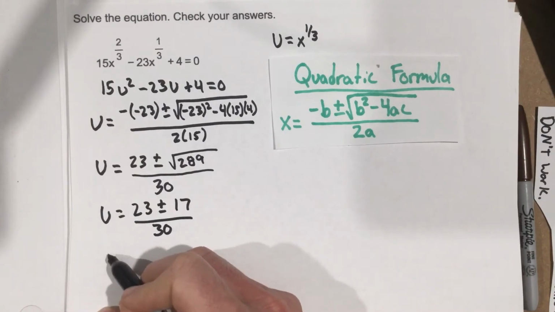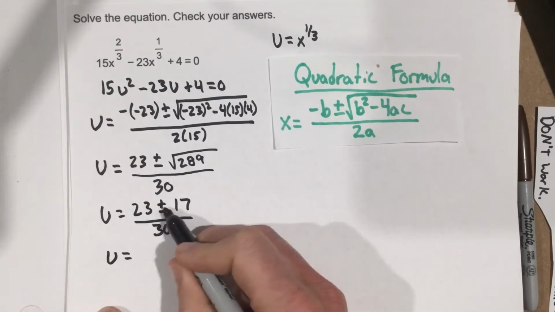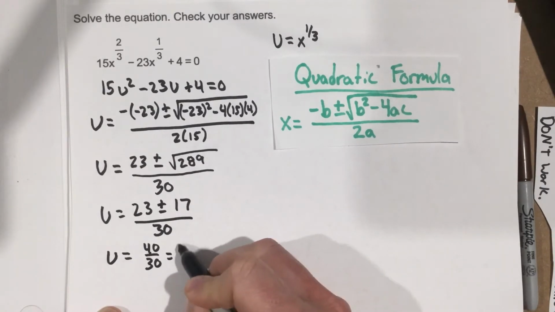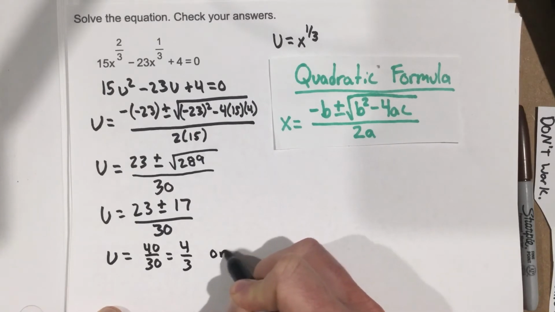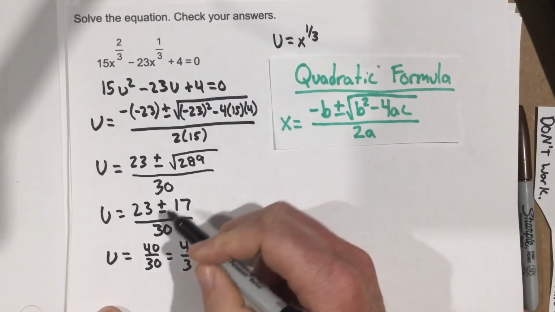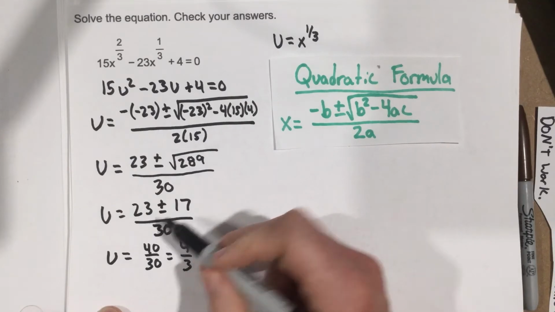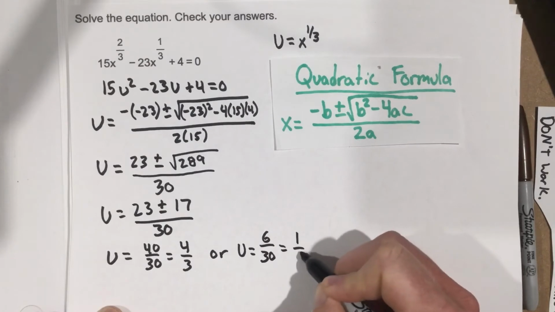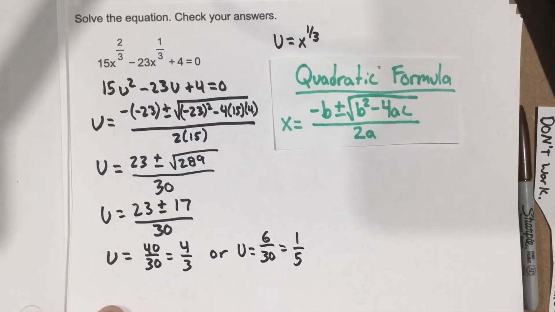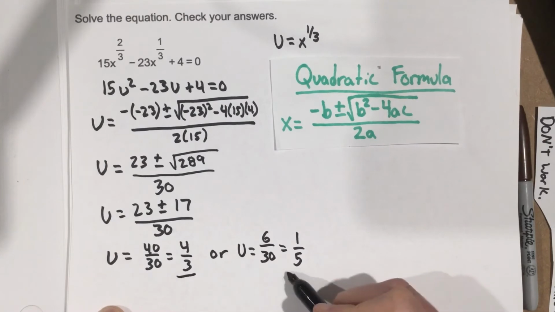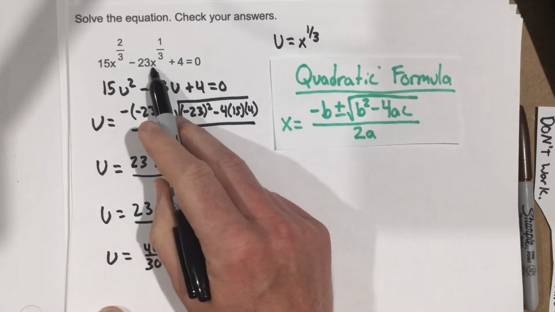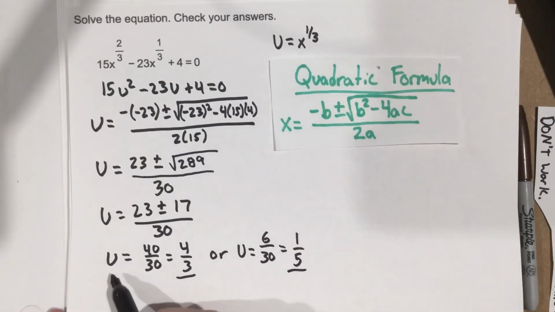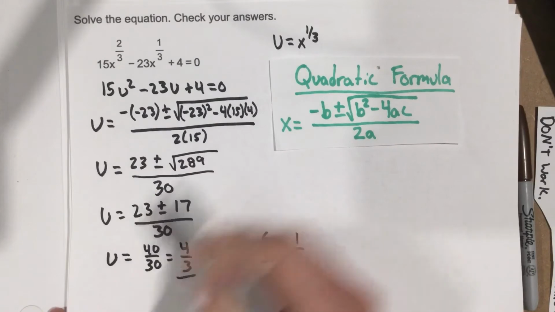So that means u equals 40, right? 23 plus 17 is 40 over 30, which is 4/3. Or u equals 23 minus 17, which is 6 over 30, which is 1/5. Okay, at this point, we have what we think are our solutions, but that's for u. We want to know what x is. Well, we can bring back this x to the 1/3 to solve. So we're going to replace the u with x to the 1/3.